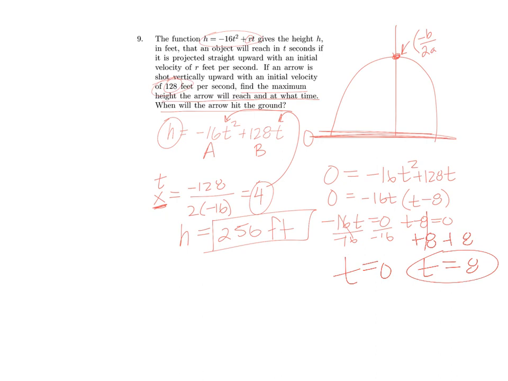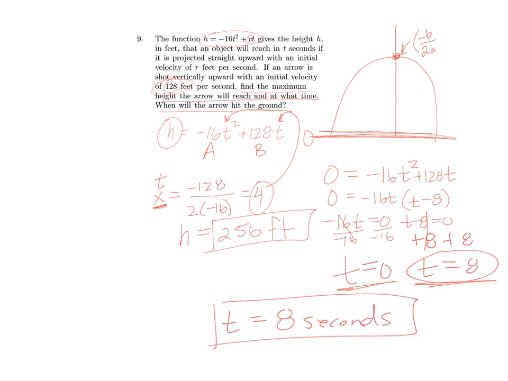They want to know when the arrow hits the ground. Well, it's going to be in 8 seconds. 0 seconds is when you first shot the arrow. 8 seconds is when the arrow landed. All right, done with that. If you need any clarification, make sure to ask for help.